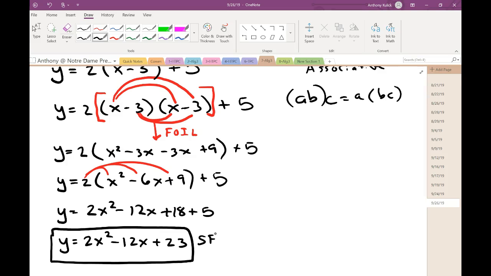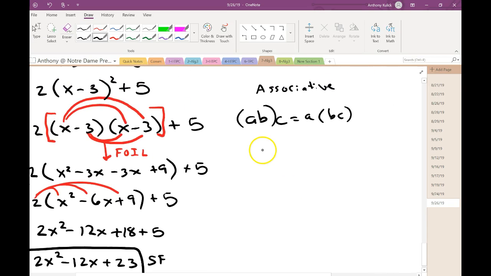Everybody okay? If I graphed each of these, what would I expect to get? The exact same thing. Okay? So we haven't done anything different. We've just changed the representation of the same function.